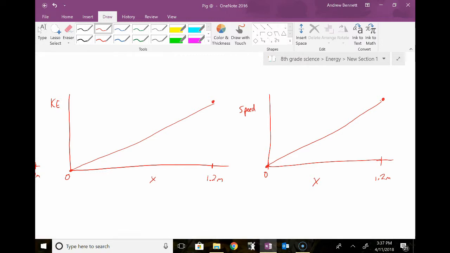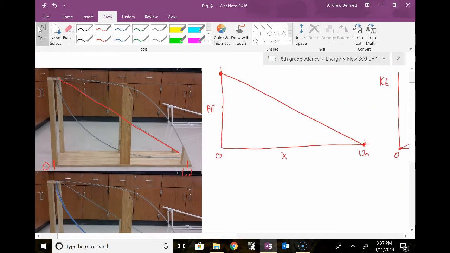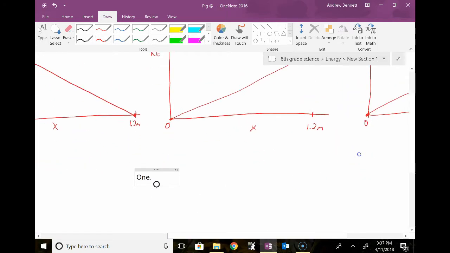Okay, so there's our work for the straight graph. Steady decrease in potential energy, steady increase in kinetic energy and speed.